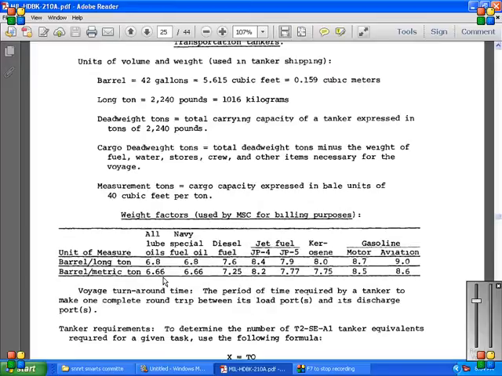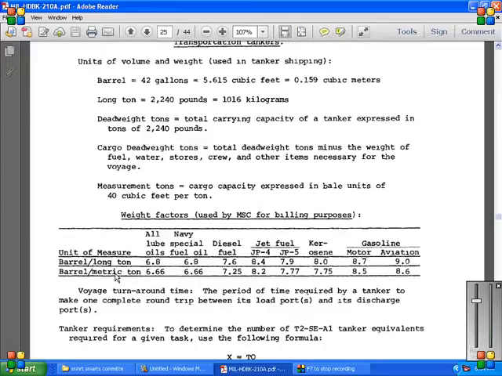Voyage turnaround time: the period of time required for a tanker to make one complete round trip from the load port to its discharge port. The tanker requirement: determine the number of T2-SE-A1 tanker equivalents required using the following formula.